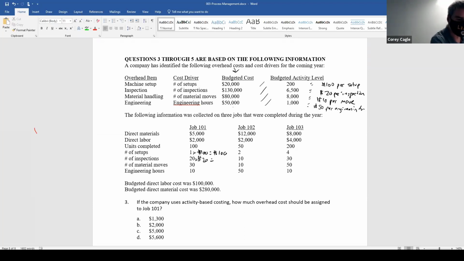$400. Each material move gets $10 that goes along with it. There's 30 of them, $300. Each engineering hour gets $50, so 500. So that's how we get the overhead in there. 1,300 of overhead goes there.